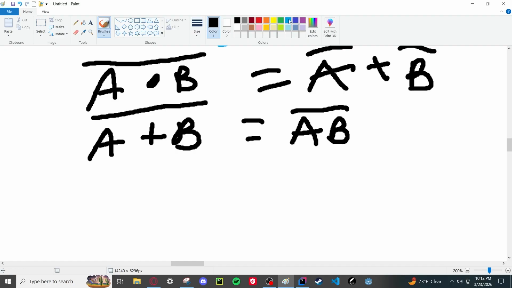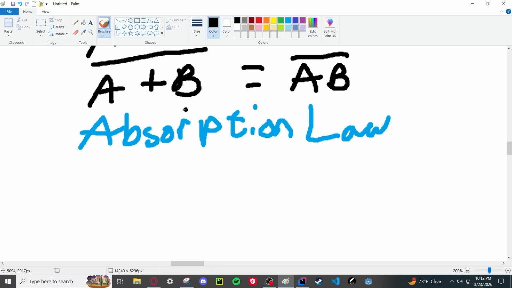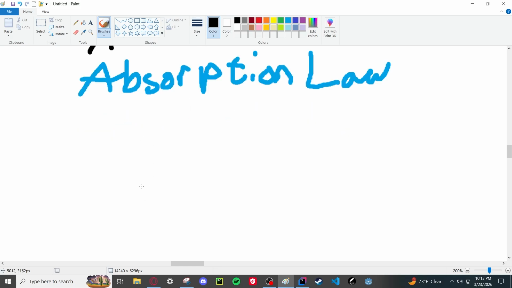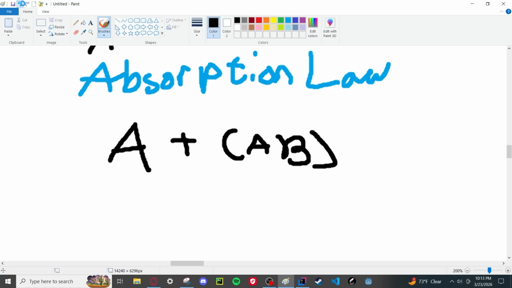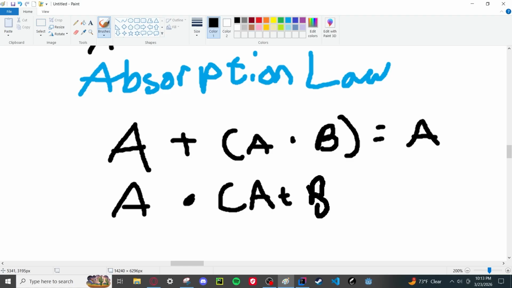And then lastly, we have the absorption law. This is one of the most goated laws to exist out of Boolean algebra. I might just say that right there. That and the inputting law, I've used that. Anyways, what this law is saying is if you have A plus AB, or I'll write it in a better way, A or (A and B), it's the same thing as just having A. And if you had A times (A or B), that's the same thing as just having A.